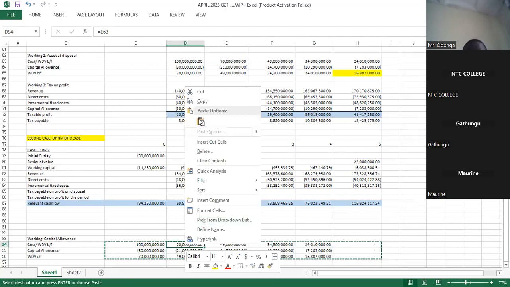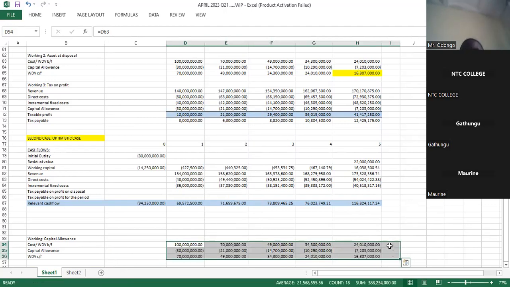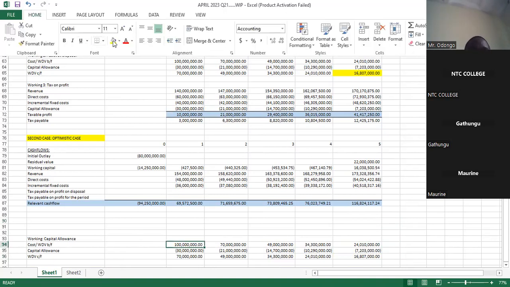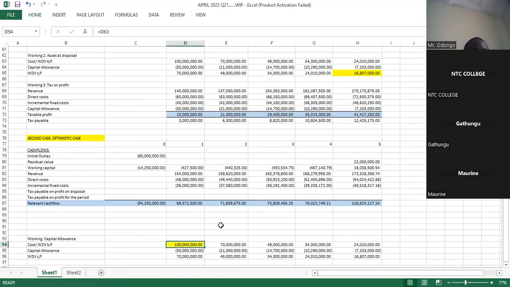Remember, they should start from period 1 to period number 5. The only thing I need to change is the cost of the asset at start of period 1. They are 100 million, which is this. The one I have in yellow changes when we now come to the optimistic case.